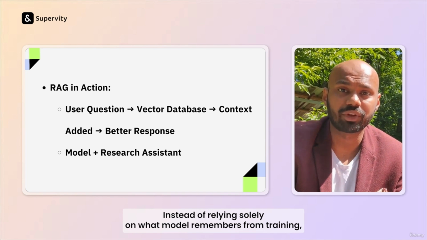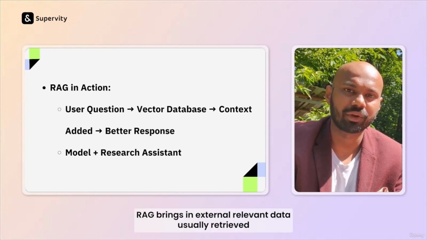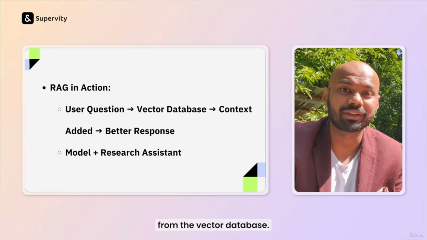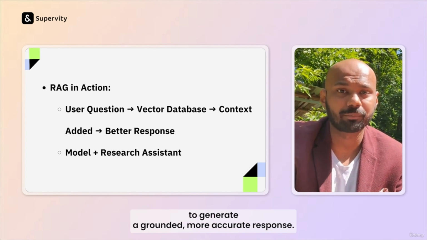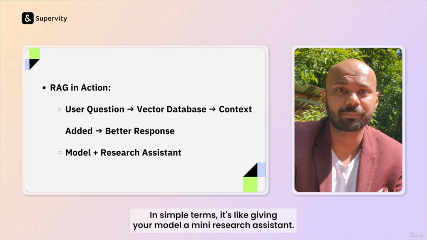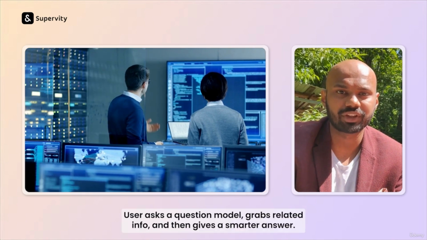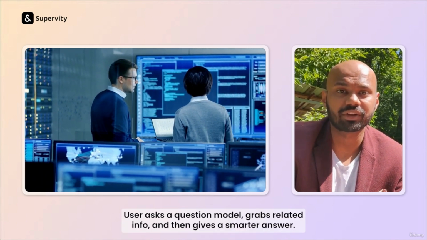Instead of relying solely on what the model remembers from training, RAG brings in external relevant data, usually retrieved from the vector database. That data gets added to the prompt and the language model uses it to generate a grounded, more accurate response. In simple terms, it's like giving your model a mini research assistant. User asks a question, model grabs related info and then gives a smarter answer.